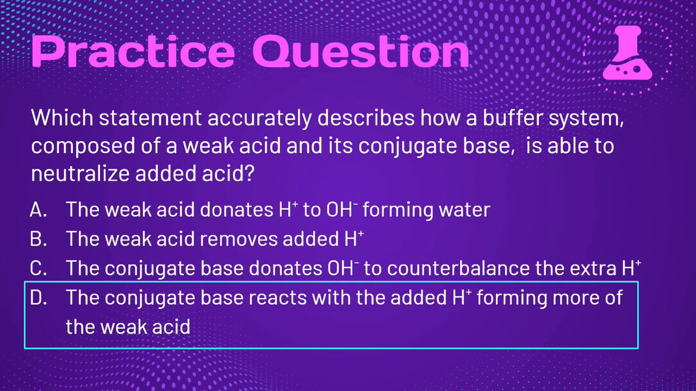When we add extra acid, what we're really adding is H+ ions, and the conjugate base with its negative charge is going to be attracted to that H+, and in the process it'll consume it and turn it into more of the weak acid, which is unable to change the pH.